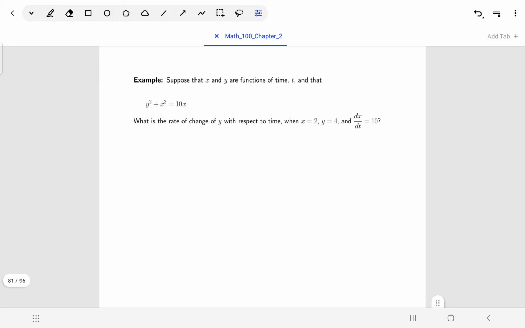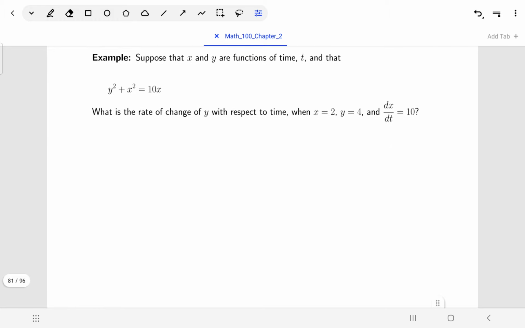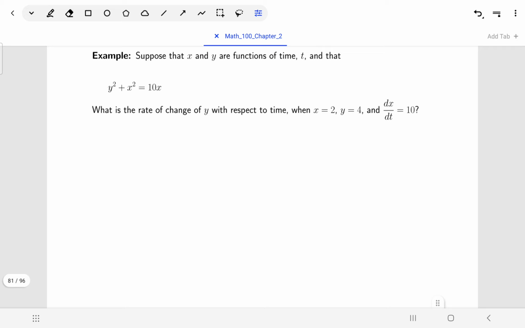Okay, so let's do a quick little example here. This one doesn't really have any story attached to it. I've just given us a little equation: y squared plus x squared equals 10x. We're assuming that x and y are both functions of time, t, and we want to know what is the rate of change of y with respect to time, or in other words, we want to know what is dy/dt. How fast is y changing at this point when x is 2 and y is 4, and also when x is changing at this rate when dx/dt is 10. Or in other words, the x value is increasing at a rate of 10, however x is being measured per whatever unit of time we're talking about.